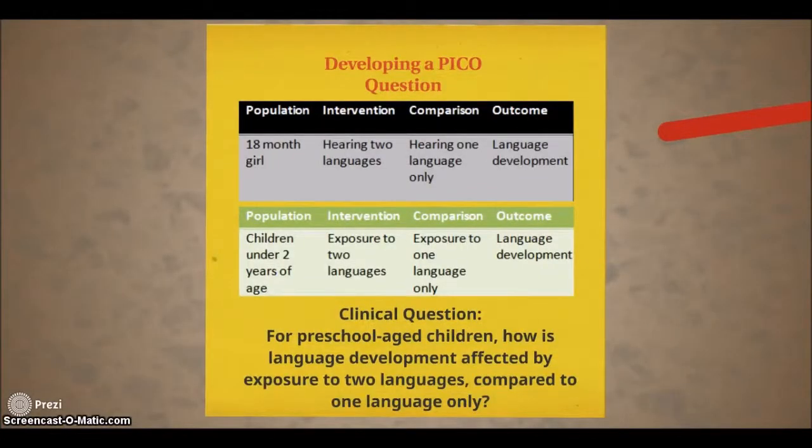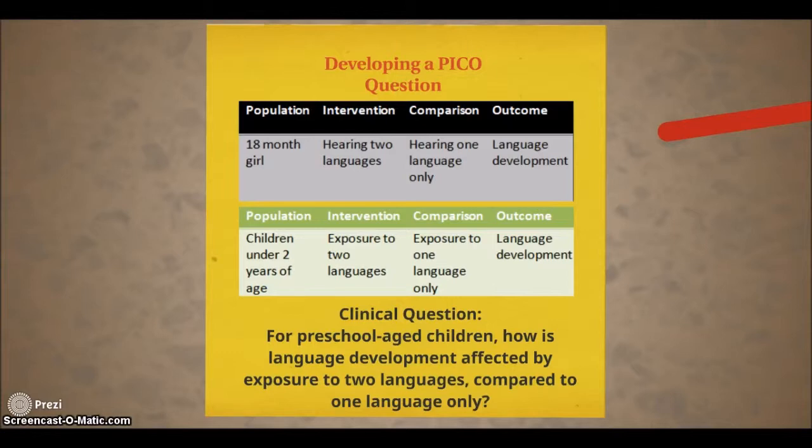When searching for evidence, one of the best techniques is to use a PICO question. A PICO question separates the clinical scenario into 4 components: population, intervention, comparison, and outcome. For this situation, our population is an 18-month-old girl. In order to find enough evidence, it is useful to generalize a little, for example, to children under 2 years of age. The intervention for this scenario is hearing 2 languages. The comparison is hearing 1 language only. The outcome we are looking for is language development.